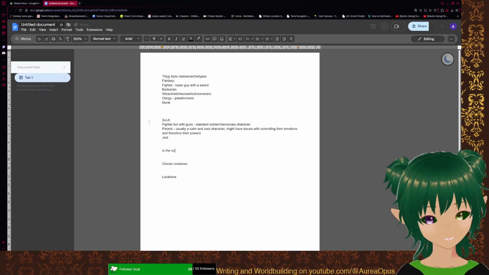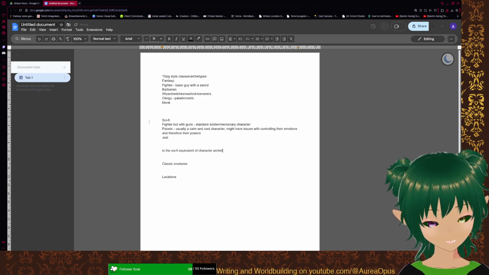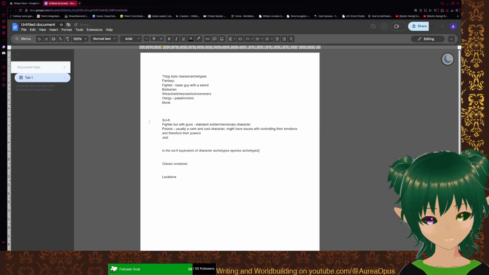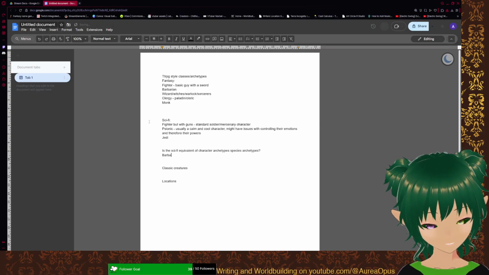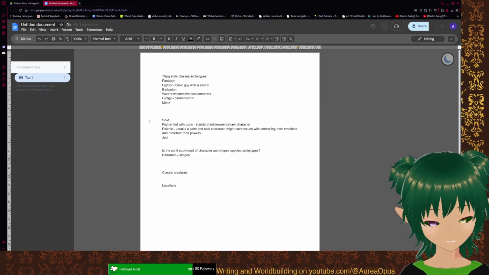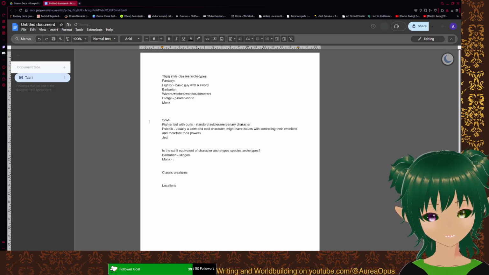Is the sci-fi equivalent of character archetypes species archetypes? So the barbarian is the Klingon, and you could say the monk is the Vulcan?